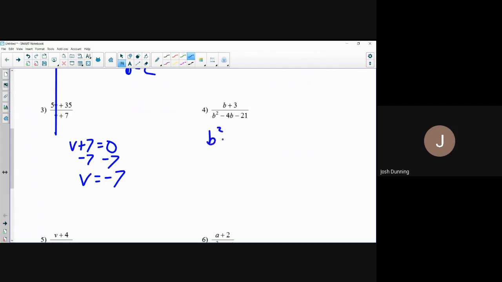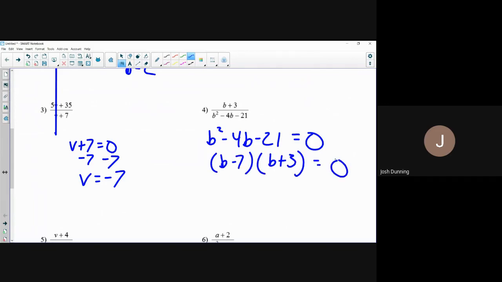Now, in algebra, you learned to solve quadratics. There are a few different ways, but the first way you ever learned was get one side equal to 0. We already have that. And then factor. B minus 7, b plus 3. Now, I don't know if you remember why, but if your factor is b minus 7, the answer is b equals positive 7. Switch the signs. B equals negative 3.